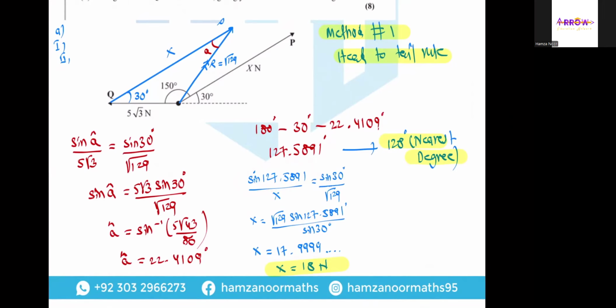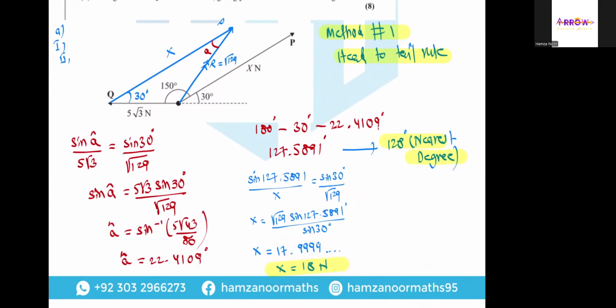Okay, this will be equal to sine 30 divided by r, meaning sine 30 divided by under root of 129. So x will be equal to, put this complete thing in your calculator, which gives you a value very close to an integer. Okay, x is equal to 17.99999. When the value is very close to an integer, you just round it to the nearest integer. x is equal to 18 Newton is your answer.